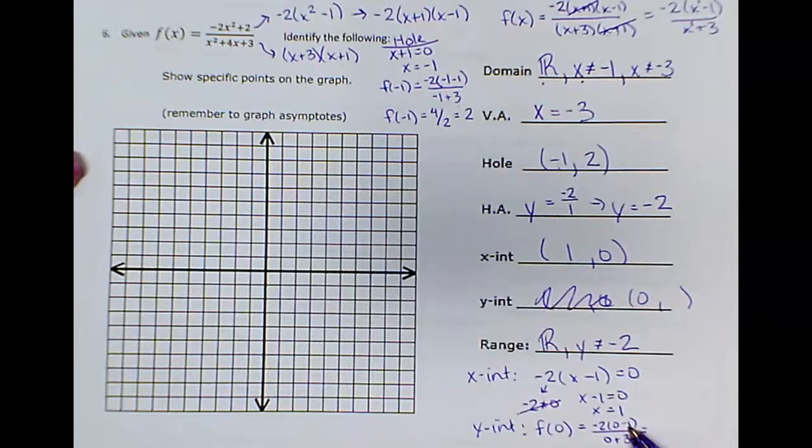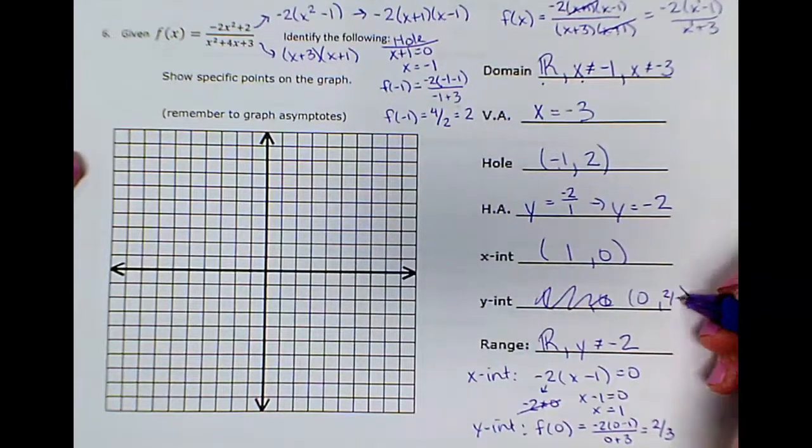0 minus 1 is negative 1. Negative 2 times negative 1 is 2. 0 plus 3 is 3. So my y-intercept y value is 2/3. So now I'm going to graph all of the pieces.